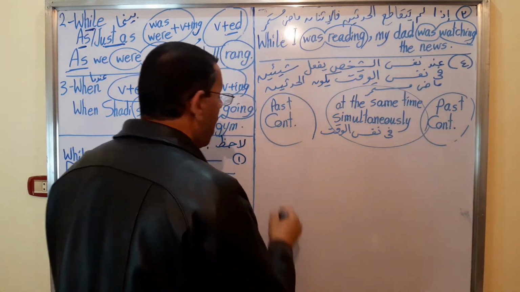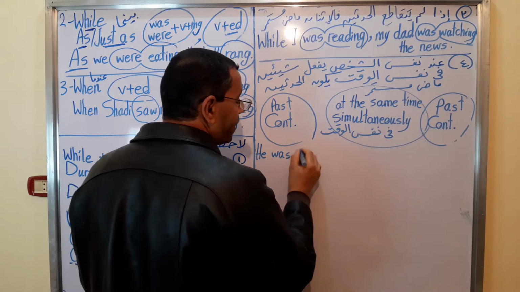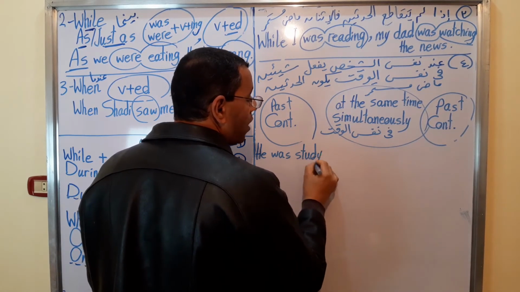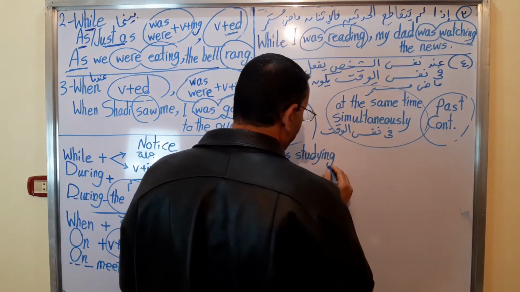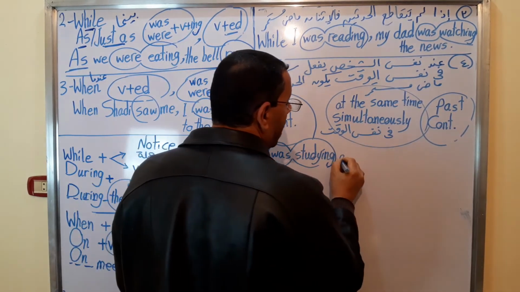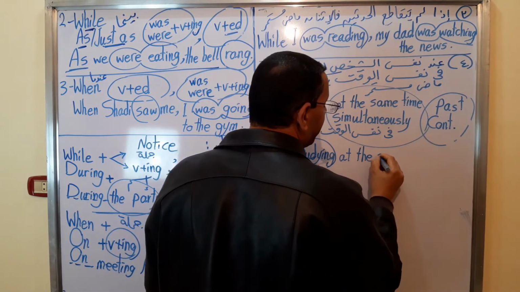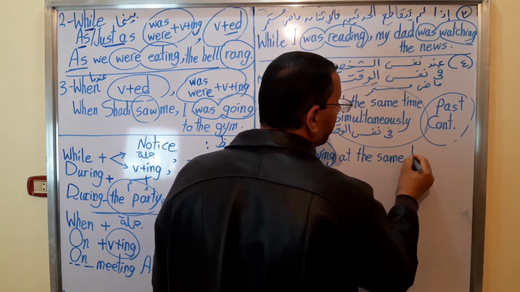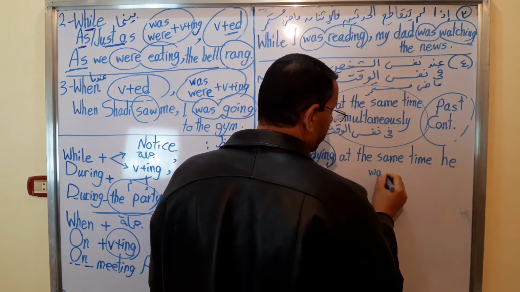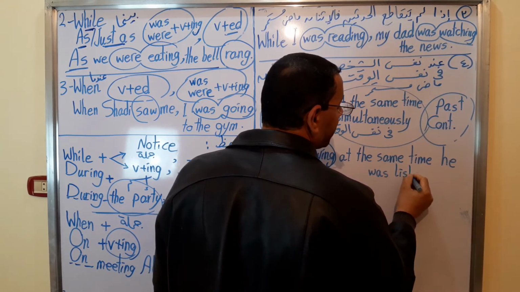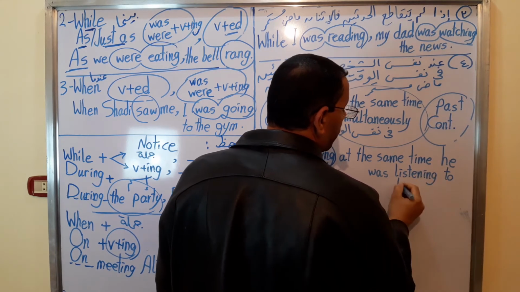Let's take an example. He was studying at the same time or simultaneously. This is past continuous. At the same time, he was listening to the radio.